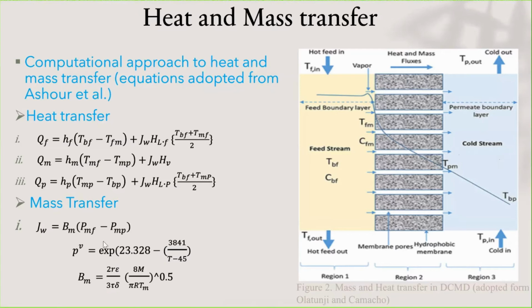Mass transfer is treated similarly to heat transfer, and we can find it using this correlation right here. The equations are adopted from Ashur et al.